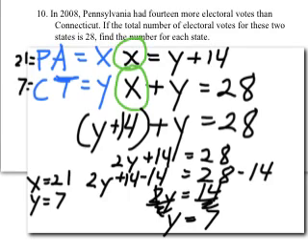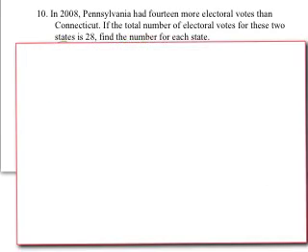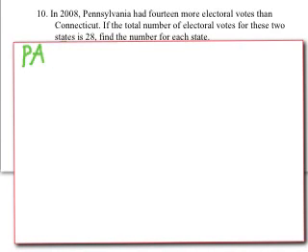Alright, the other way we can do this is with the elimination process. With the elimination process, we'll start out the same way. Pennsylvania equals x. Connecticut equals y.